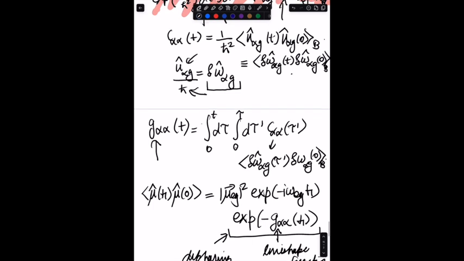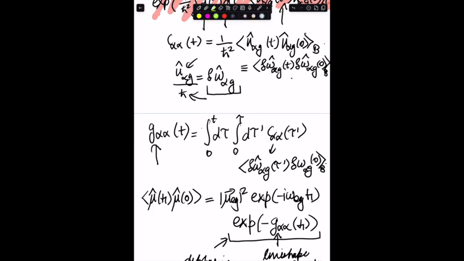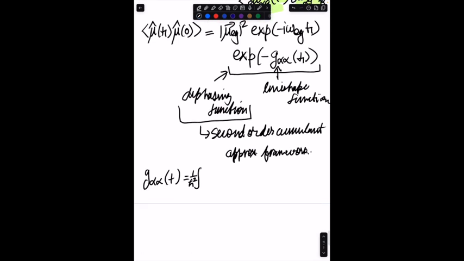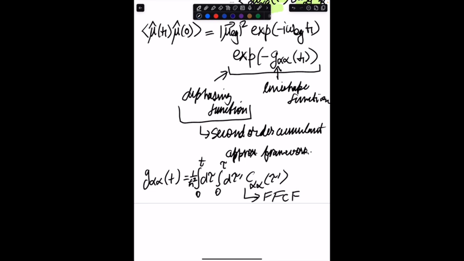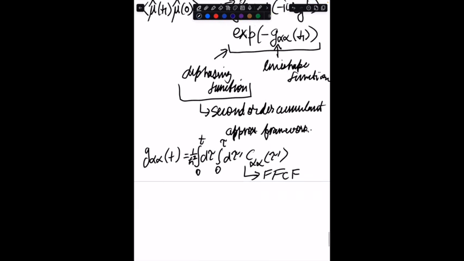And then this FFCF correlates your transition frequency fluctuations at time zero to some other time tau prime. 1 upon h bar, d tau. So this goes from 0 to t, 0 to tau, d tau prime. You can use any integration variables as such. And C alpha alpha tau prime is your FFCF, or your frequency fluctuation correlation function, and that's what contains your 1 upon h bar square. So I'm sorry, I shouldn't mention this here.